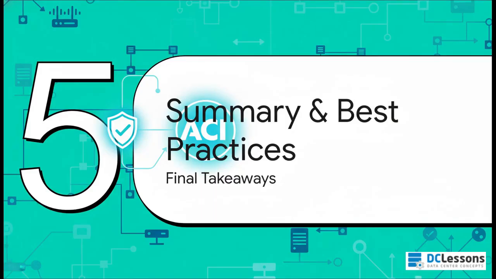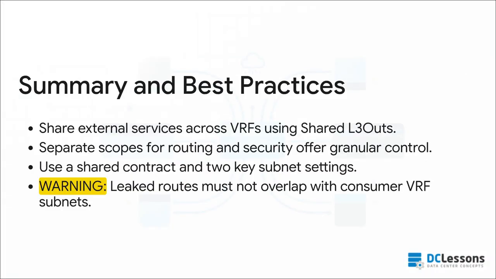Okay, so we've covered the what, the why, and the how. Let's bring it all home by summarizing the most important points and highlighting one absolutely critical best practice that you really can't afford to forget. All right, let's wrap this up. Key takeaway number 1, shared L3Outs are your go-to tool in ACI for centralizing and sharing external services. Number 2, the real power comes from separating route control and security policy, which gives you that fine-grained control. And 3, the process is simple. A shared contract, and 2 key checkboxes on the provider's L3Out.